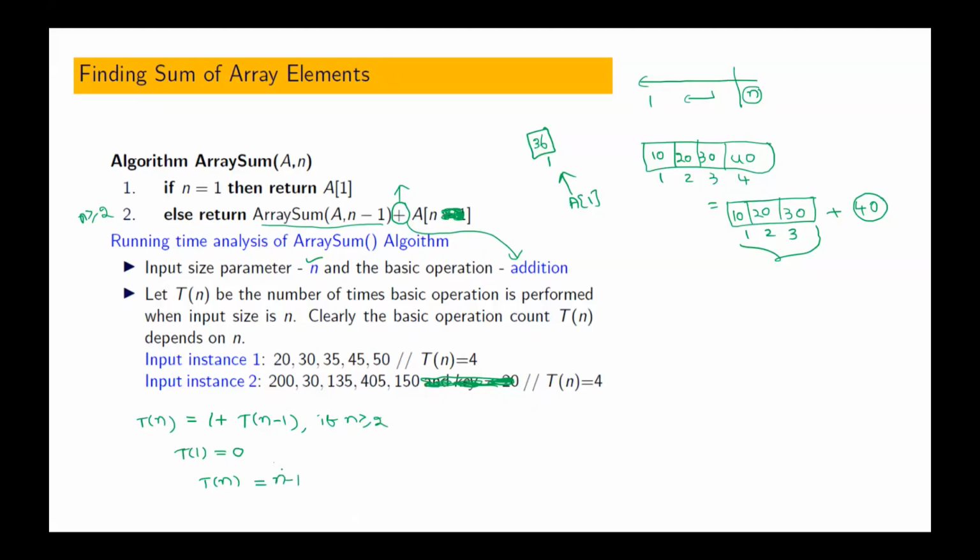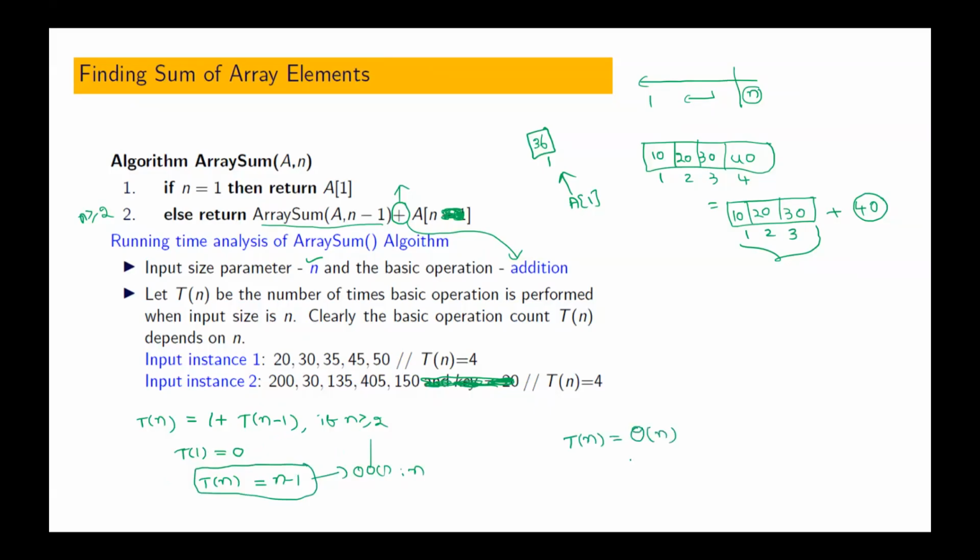Earlier we had T of 0 equal to 0. Now it is T of 1 equal to 0. The initial condition is different. So T of n is n minus 1. What is its order of growth? Order of growth n. So what is the running time of this algorithm?